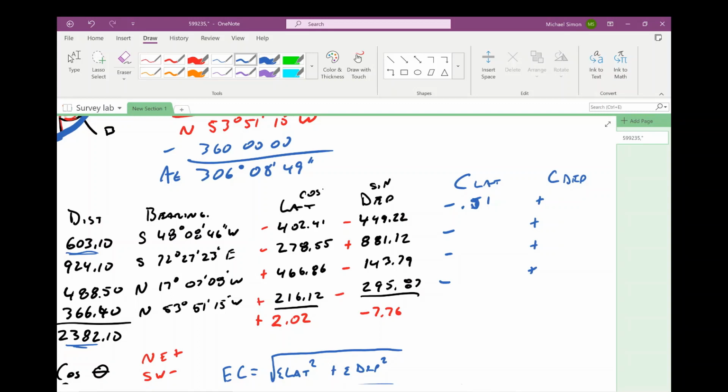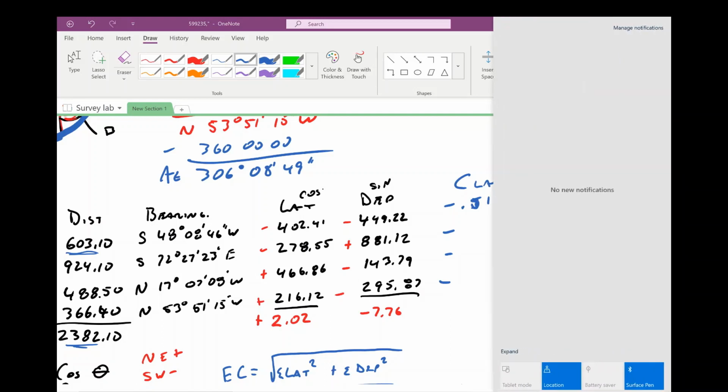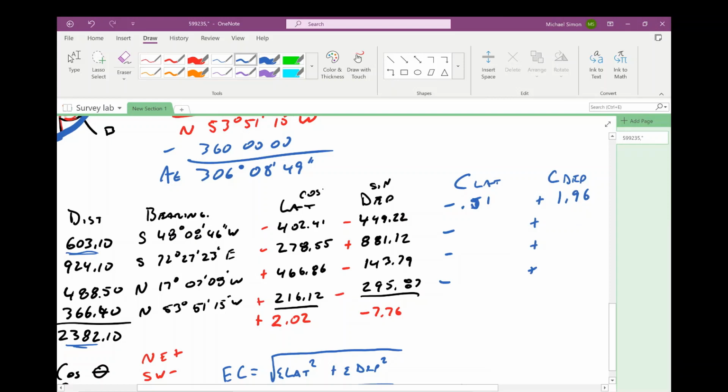Next one, 924.1. Actually, let me do my departures while I'm here. 603.1 divided by 2382.1 times 7.76. So let's see, 1.96. Whoops, 1.9964. So 1.96. Keep your rounding rules in. 924.1 divided by 2382.1 is 0.387, so that's 0.39. Divide, 2.02 times 0.387, 0.78. And 0.387 times 7.76, 3.00.